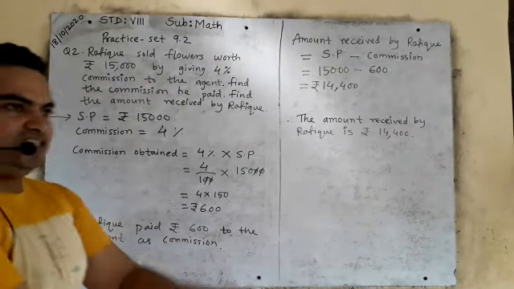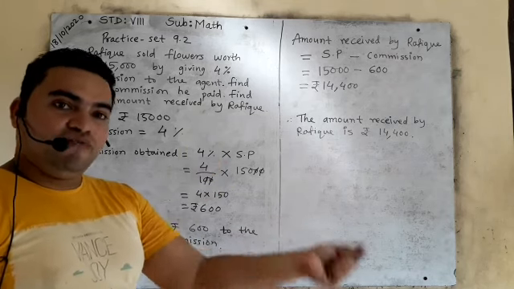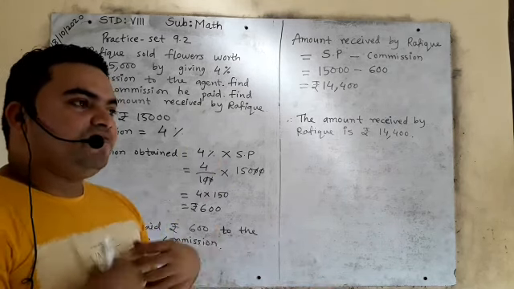Rafiq ने flowers बेचे. Rafiq sold the flowers for rupees 15,000, but with the help of an agent की मदद से. Then Rafiq has to give 4% to that agent. So 4% of 15,000 is 600. So Rafiq paid rupees 600 to the agent as commission, right? Then how much rupees does he have with him now? Selling price minus commission. He sold for 15,000, 15,000 में बेचा, 600 rupees he has given to the commission agent, and how much rupees will be left with him? 14,400. I hope you understood this.